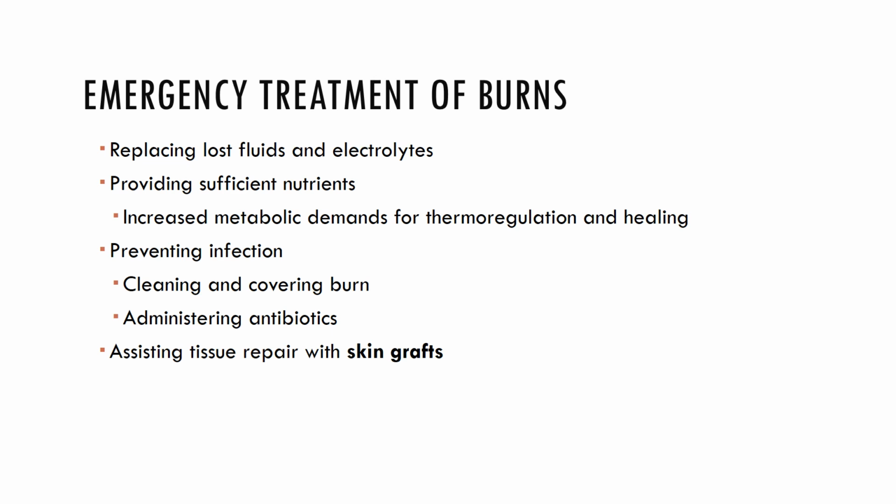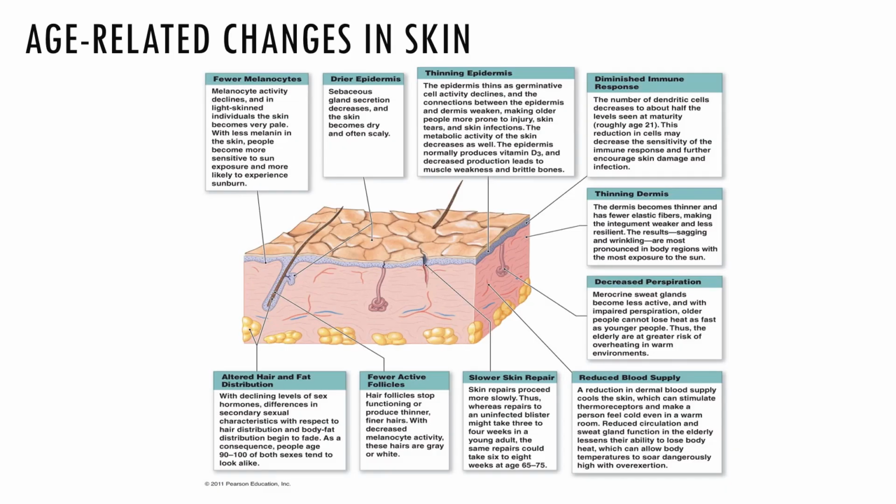Now, there are also age-related changes that occur in the skin. A number of the age-related changes in the skin are shown here. Age-related changes happen over time, and they alter the appearance of the integument. Melanocyte activity declines, and in light-skinned individuals, the skin can become pale. This makes people more sensitive to sun exposure and more likely to experience sunburns.